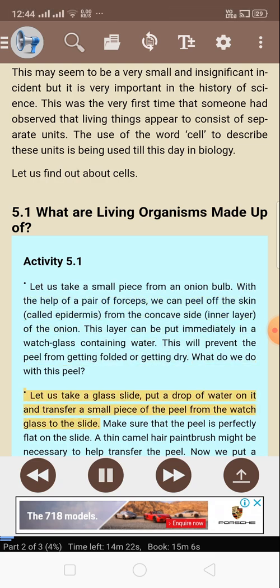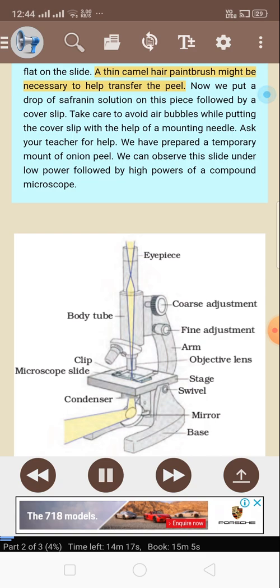What do we do with this peel? Let us take a glass slide, put a drop of water on it, and transfer a small piece of the peel from the watch glass to the slide. Make sure that the peel is perfectly flat on the slide. A thin camel hair paintbrush might be necessary to help transfer the peel. Now we put a drop of saffranin solution on this piece, followed by a cover slip. Take care to avoid air bubbles while putting the cover slip with the help of a mounting needle. Ask your teacher for help. We have prepared a temporary mount of onion peel.